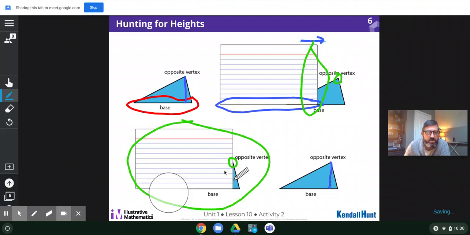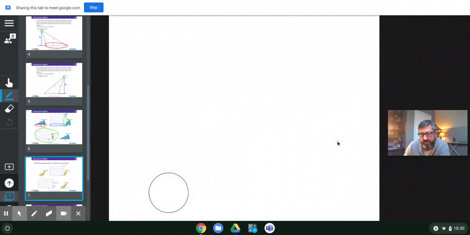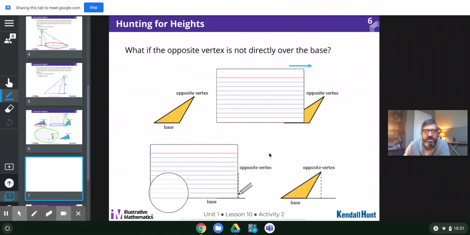The reason we do this is that, you see, my drawing skills are not very good. My lines are squiggly and not straight sometimes, like here. But if we're using that index card, it makes it easy and nice and neat to draw our height from the opposite vertex to the base. So let's look at another example.